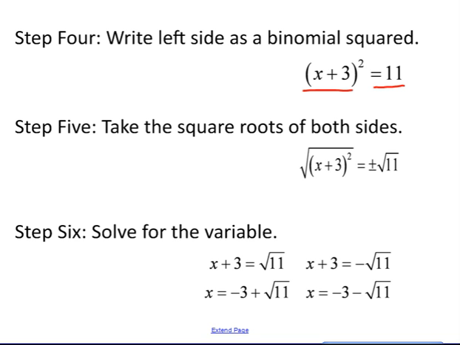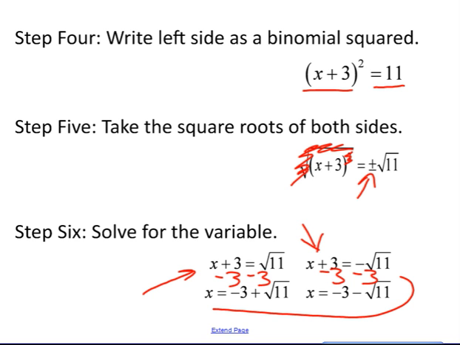That means we have to take the square root of both sides so that the square will cancel with the square root. Don't forget about the plus or the minus. That gives me x plus 3 equals square root of 11, and x plus 3 equals negative square root of 11. And if we subtract 3, our final answer.